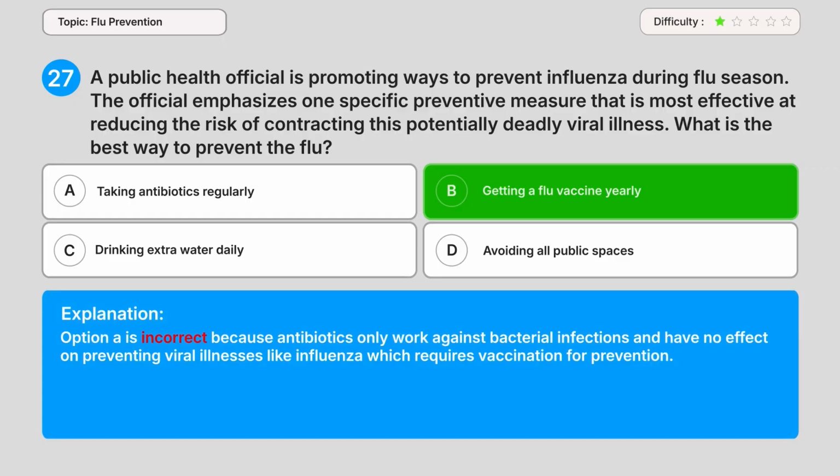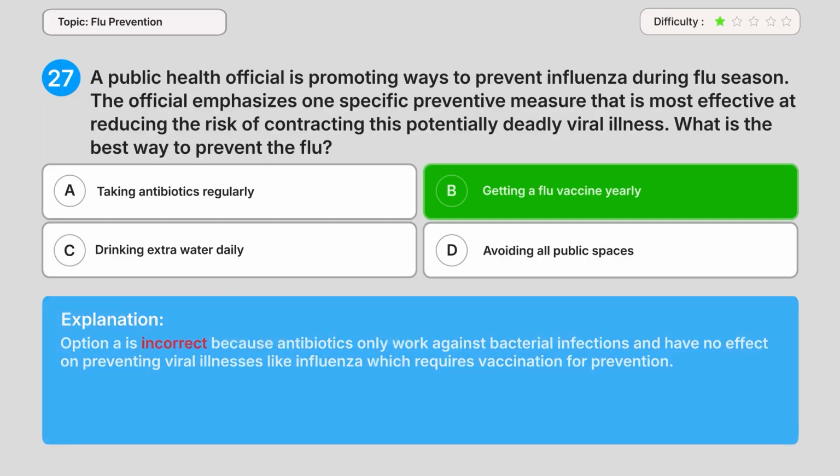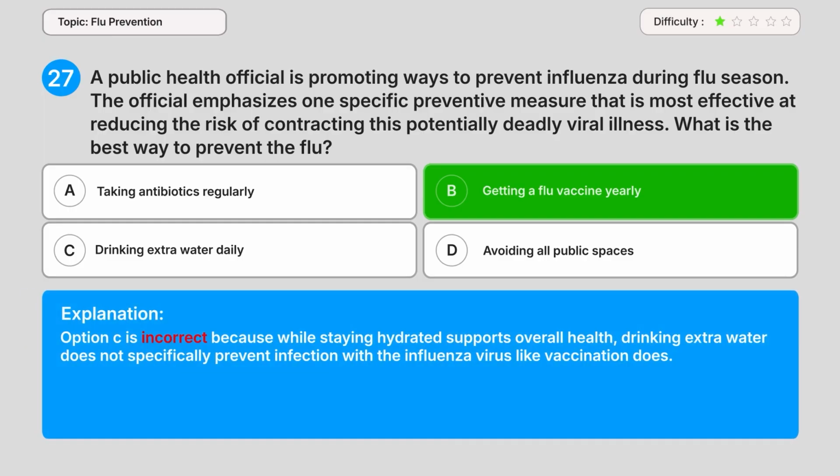Option A is incorrect because antibiotics only work against bacterial infections and have no effect on preventing viral illnesses like influenza, which requires vaccination for prevention. Option C is incorrect because while staying hydrated supports overall health, drinking extra water does not specifically prevent infection with the influenza virus like vaccination does.